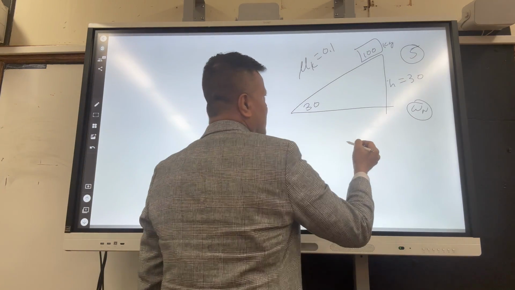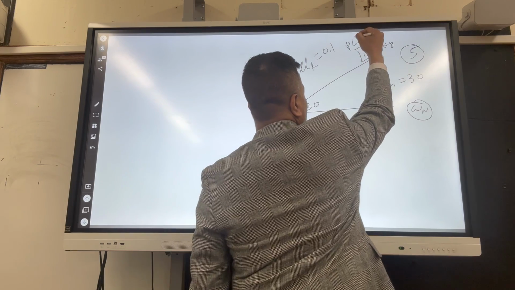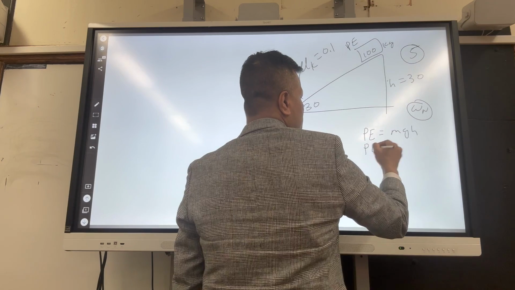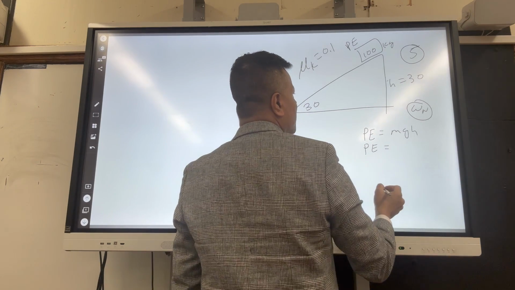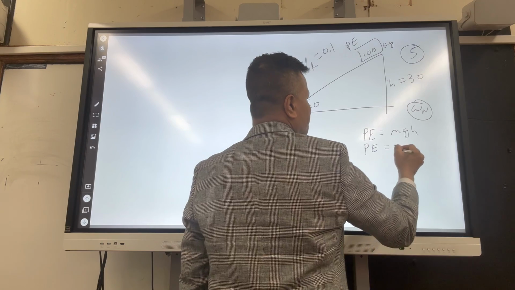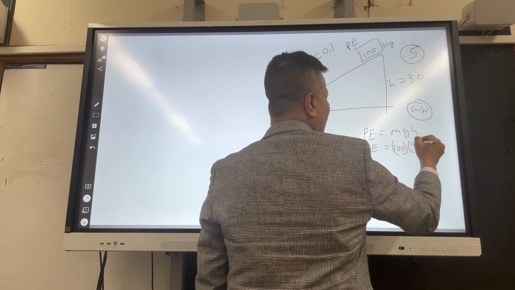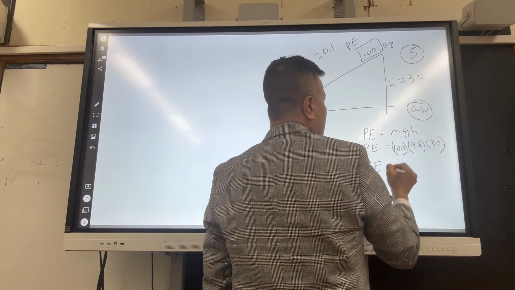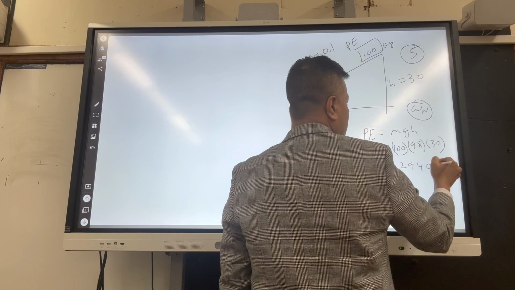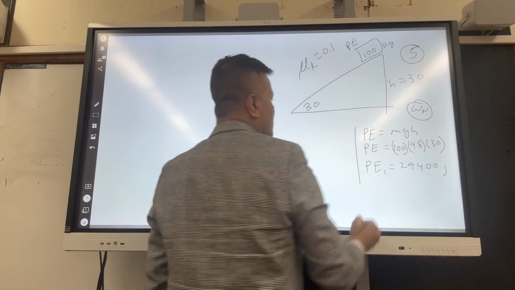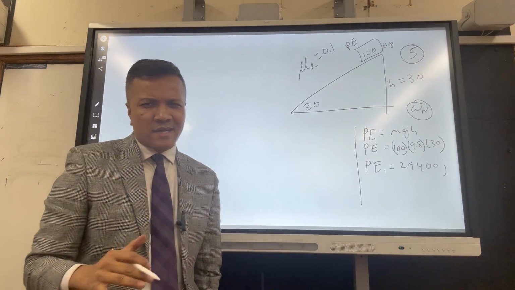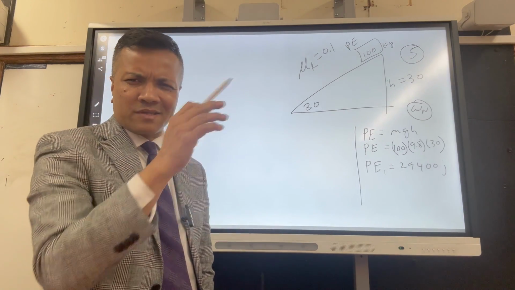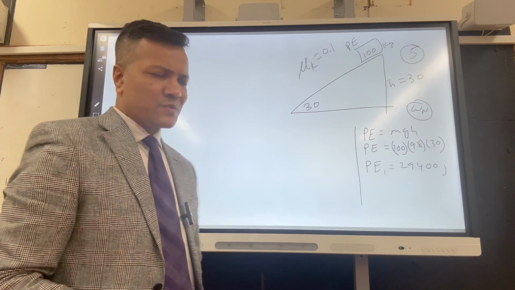You first find the potential energy at location 1. Potential energy at location 1 is mgh. So m is 100, g is 9.8, h is 30. So potential energy at location 1 is equal to 29,400 joules, right? Now, this is not the answer. I did not ask you for the work done by gravity. What I asked for is the net work, the work done by the net force.